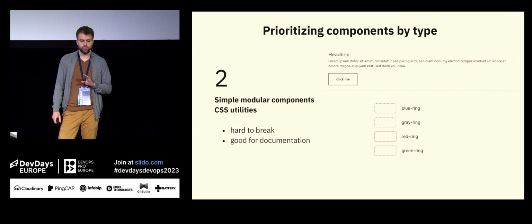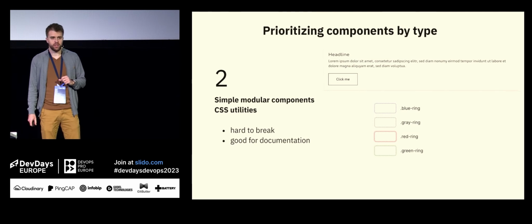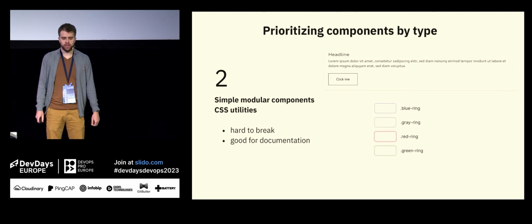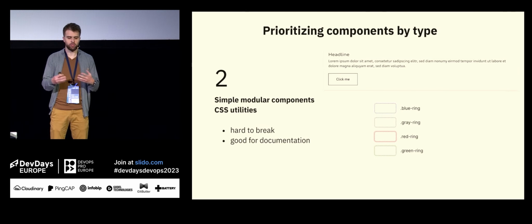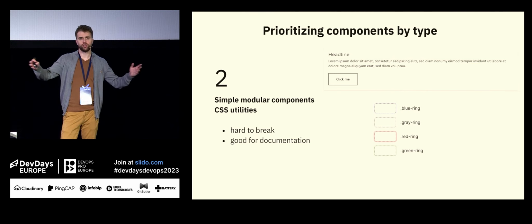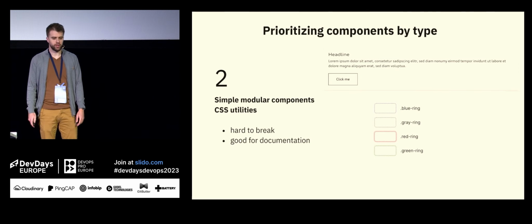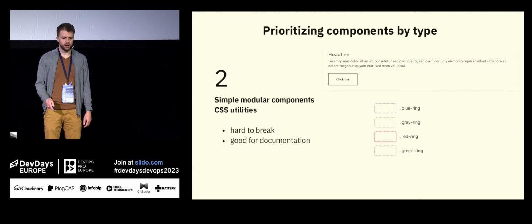Second, I would use Storybook for simple modular components and CSS utilities. The reason they're in second place is that it's sometimes hard to break a display component with not much logic in it, but it's good for documentation still. So you can share: this is a card, this is maybe a header of some sort, and we have these styles. So still pretty useful.